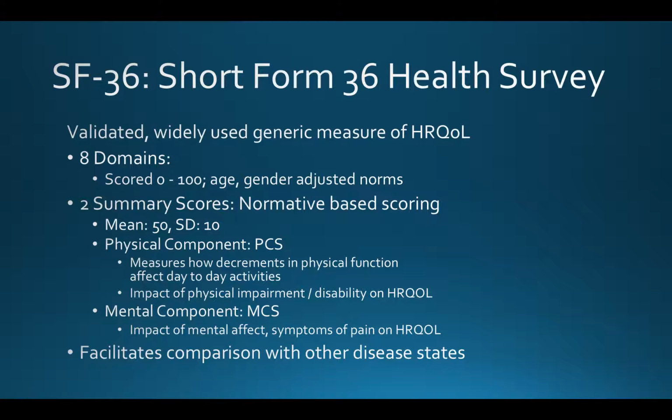The nice thing about this form is that it uses normative-based scoring, which allows this form and responses on this form to be compared across disease states. Now, there are some groups that have taken this form and they have modified some of the questions to be disease state specific. So, for instance, one example is multiple sclerosis. There's a version of this form that is specifically asking about multiple sclerosis. It's not so generic.